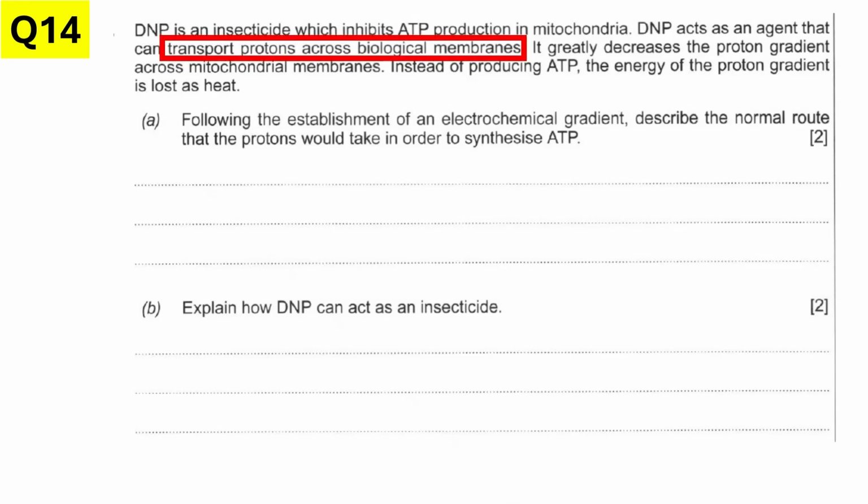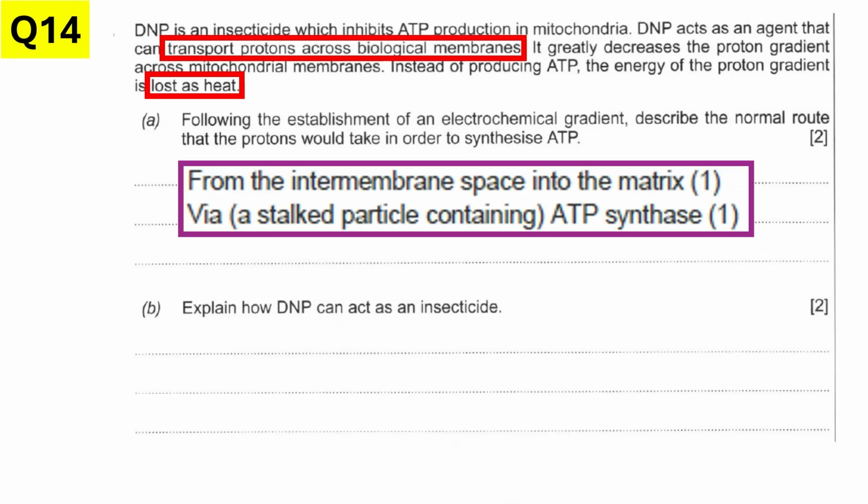So we're going to annotate the question. It does say that DNP transports protons across biological membranes, including both mitochondrial membranes. It does decrease the proton gradient, so it diminishes the electrochemical gradient, and instead of being used to generate ATP, it's lost as heat. So the first question says, following establishment of an electrochemical gradient, describe the normal route that the protons would take in order to synthesize ATP.